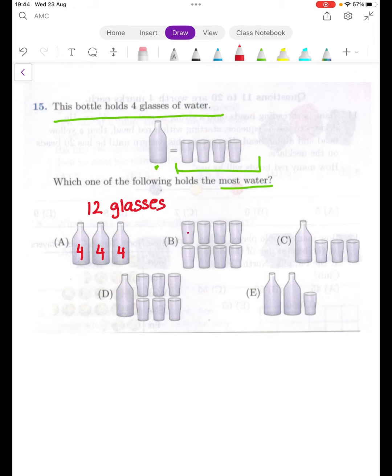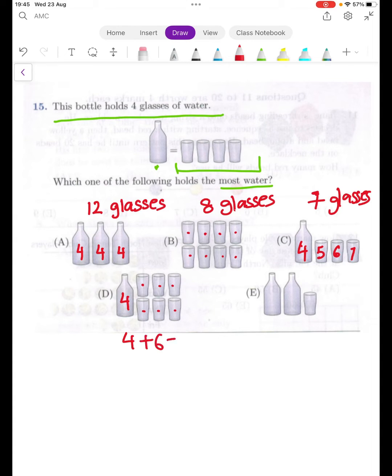Now this here is directly glasses 1, 2, 3, 4, 5, 6, 7, 8. This is 8 glasses. And here, there are 4 glasses of capacity in this, 4, 5, 6, 7. So it can hold 7. This is a capacity of 7 glasses. Similarly here, 4 here, and 1, 2, 3, 4, 5, 6. So 4 plus 6 is 10. So this is 10 glasses.